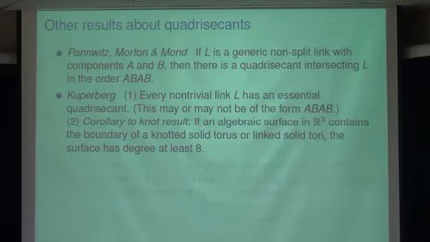interesting story. Greg Kuperberg was interested in this problem because of this corollary about algebraic surfaces and degrees, and this is not my area of expertise, so I'm reluctant to say anything more about that. But this is how he came to quadrisecants, and he was interested in this question.